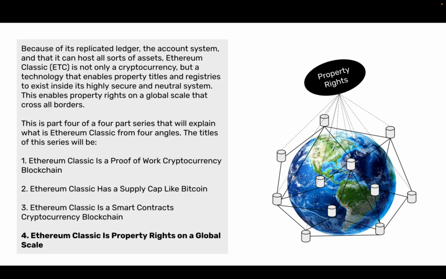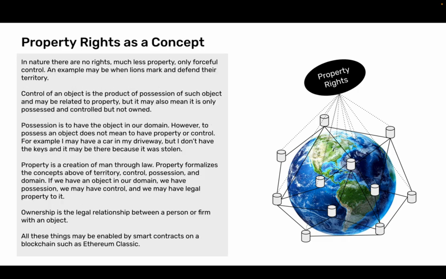This is part 4 of a 4-part series that will explain what is Ethereum Classic from 4 angles. The titles of this series will be 1. Ethereum Classic is a proof-of-work cryptocurrency blockchain. 2. Ethereum Classic has a supply cap like Bitcoin. 3. Ethereum Classic is a smart contracts cryptocurrency blockchain. And 4. Ethereum Classic is property rights on a global scale, which is this post.